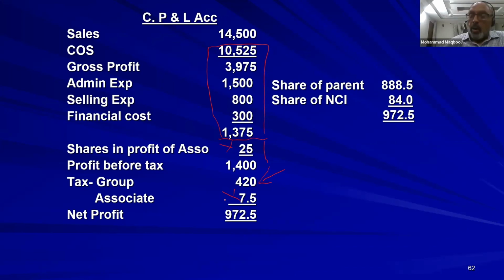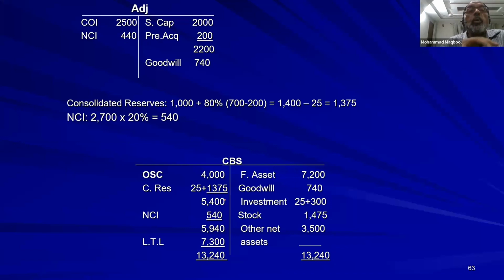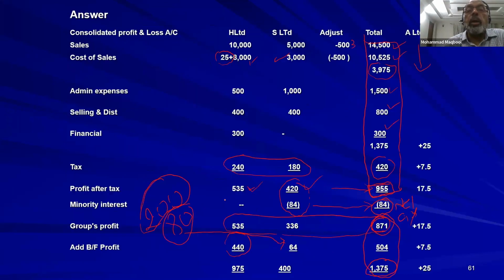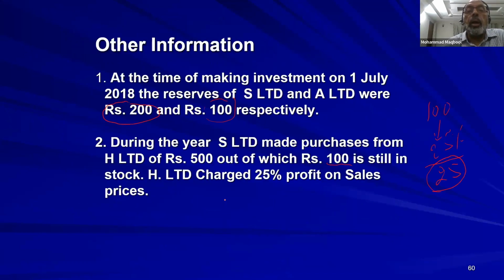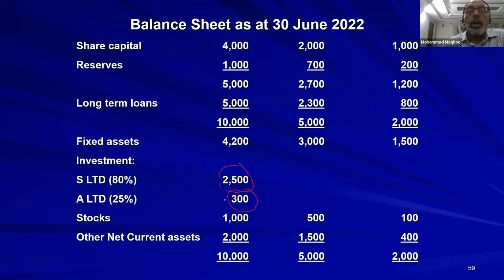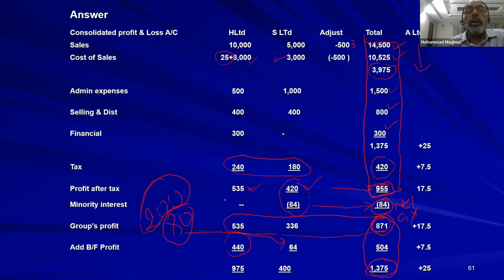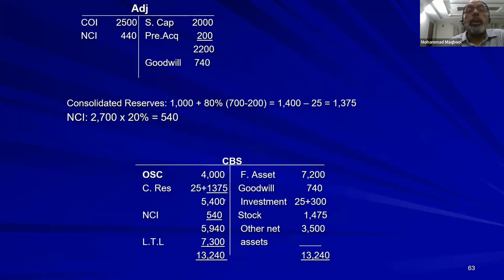So now I go to the balance sheet. In the balance sheet, I have to work out the goodwill first. The only thing is the goodwill. You know the cost of investment. We are given the cost of investment. How much was the cost of investment? Here, 2500. So I prepared this adjustment account. 2500 is my cost of investment on this side.